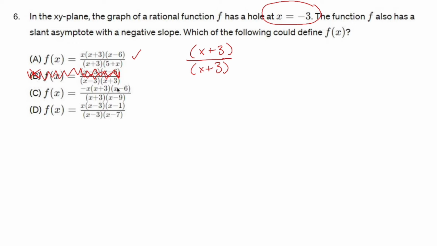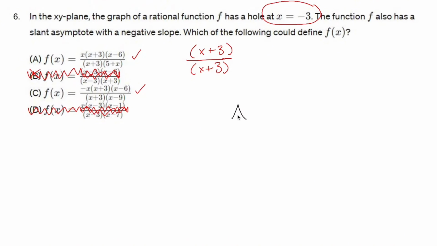Negative x, x plus 3, x minus 6, x plus 3, x minus 9. So you have a possibility. X, x minus 3, x minus 1, x minus 3, x minus 1. So there's no x plus 3s here. You're also out of the question. So it's between A and C. So part 1 is we took care of the hole at x equals -3.